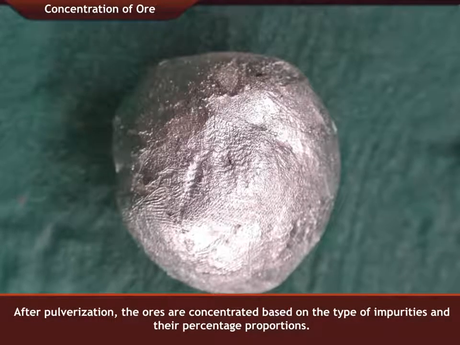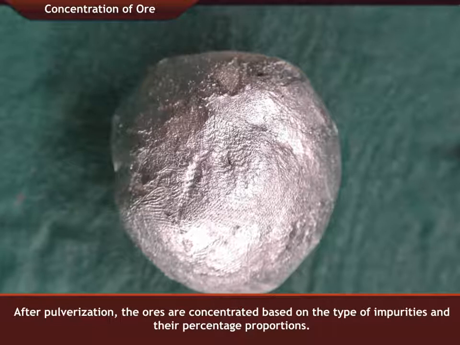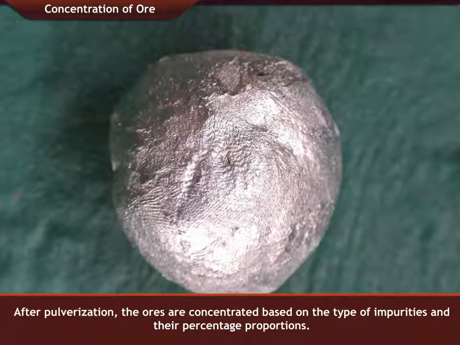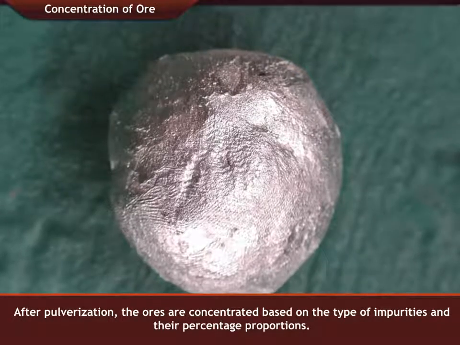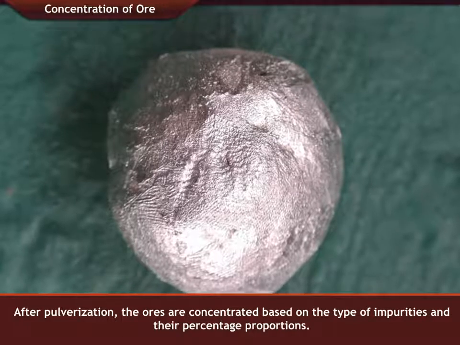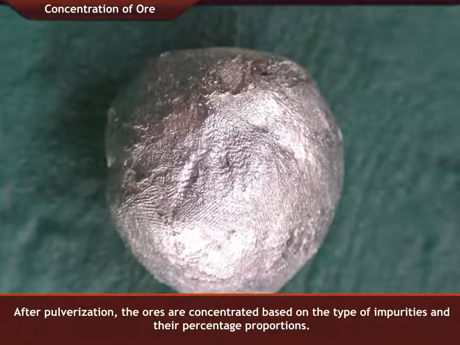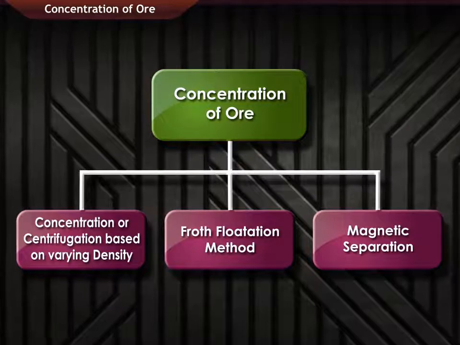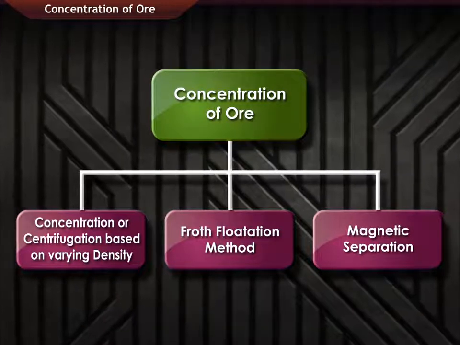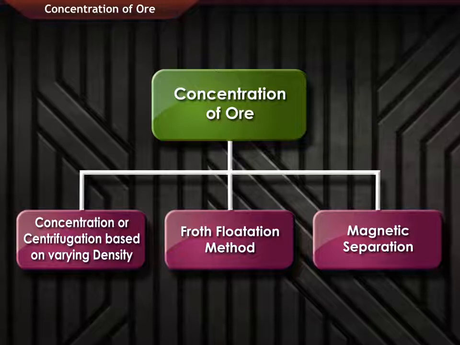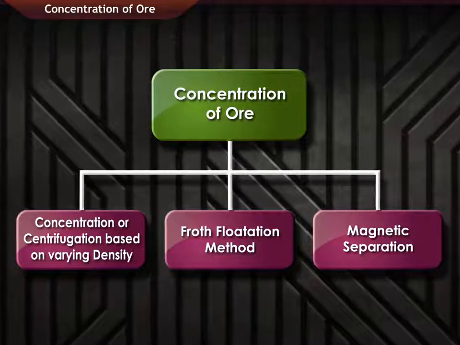After pulverization, the ores are concentrated based on the type of impurities and their percentage proportions. Removal of impurities results in concentration of the ores. Concentration can be done by any of the 3 methods.